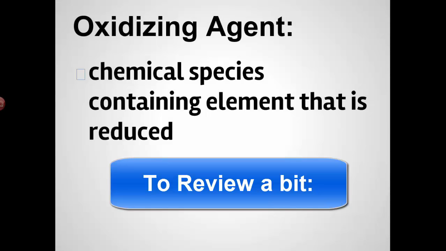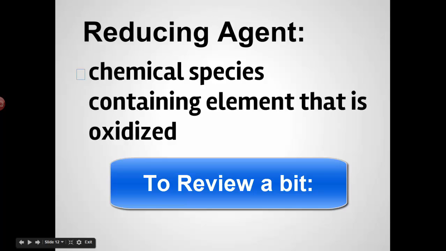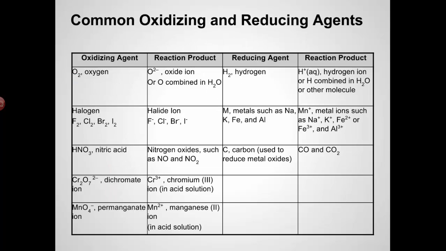Again, the oxidizing agent is a chemical species that contains the element that is itself reduced. The reducing agent is the chemical species that contains the element that is oxidized. They work together. One can never be without the other. Oxidation has to happen with reduction because it's an electron transfer.